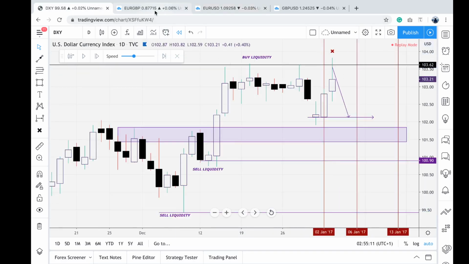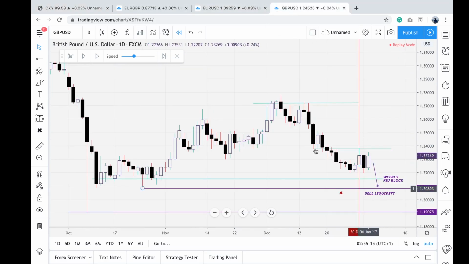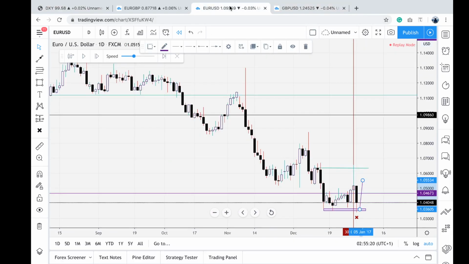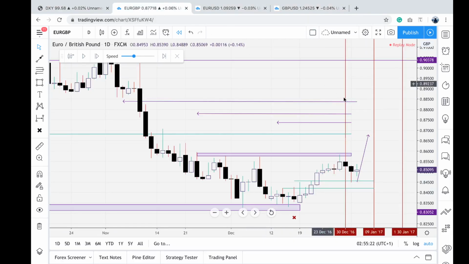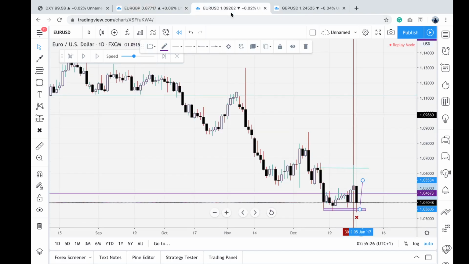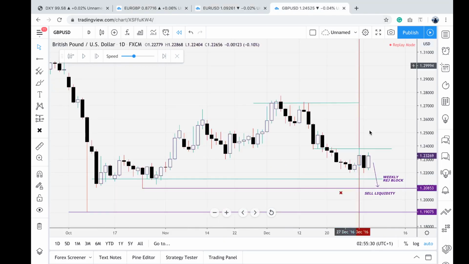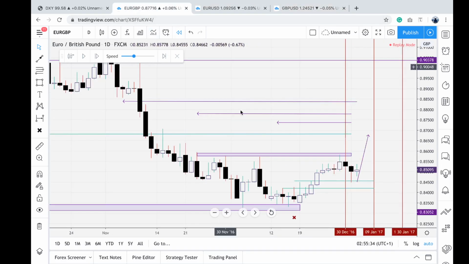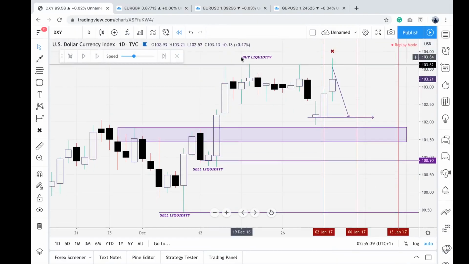That could mean that if DXY is going to make a pullback from here, I want to see GBP trade down. If you want to see pound USD trade down and Euro USD trade higher, that could mean that Euro pound will be very bullish because Euro USD has no range to the downside to fulfill. British pound USD has a lot of range to the downside to fulfill. That could mean that Euro pound could be very, very bullish and the DXY could be moderately bearish.